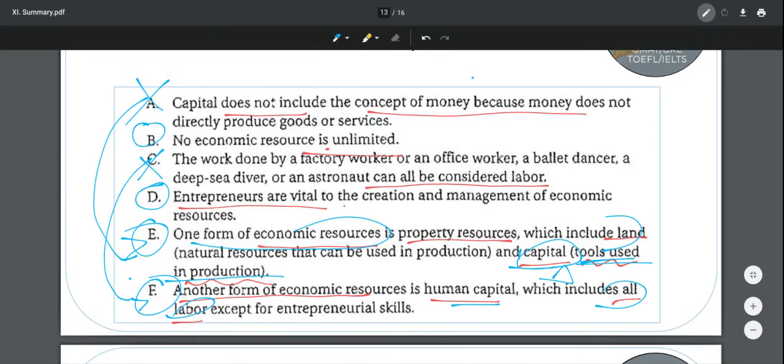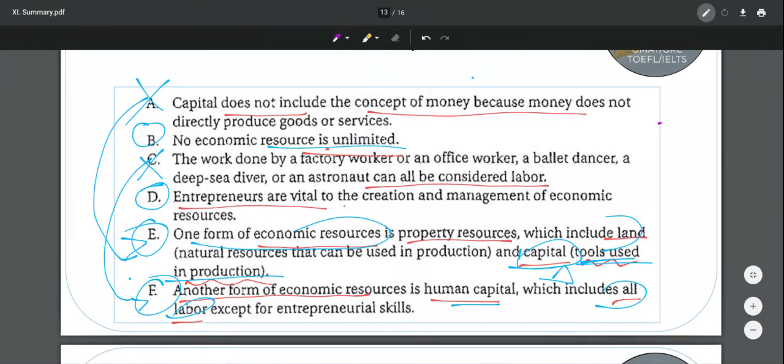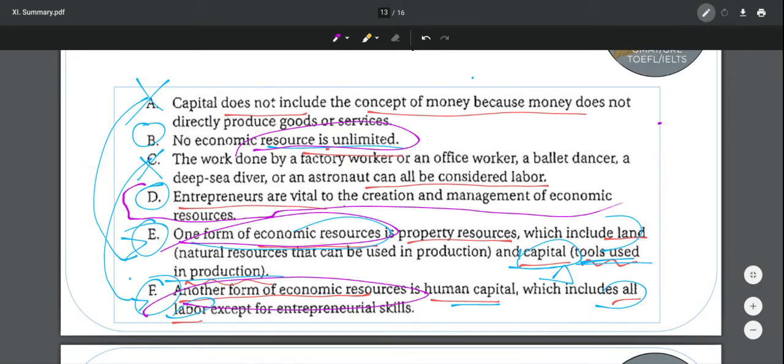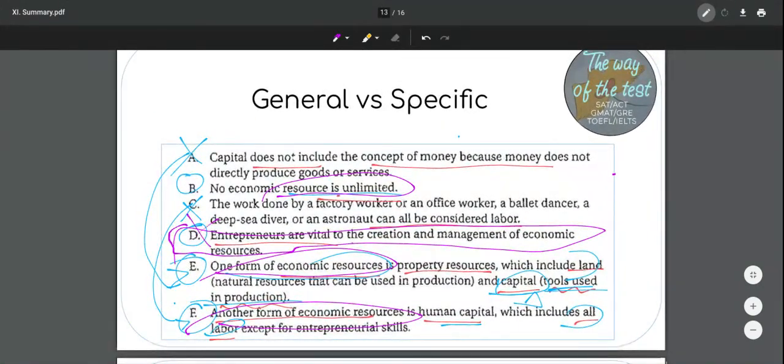So now we can go to the text. Actually, we can even solve it without going to the text, because I'm talking about economic resources. I'm going to change the color so it's easier for you to spot it. Economic resources. I'm talking about a form of economic resource. I'm talking about another form of economic resource. And then D is just telling me that entrepreneurs are vital. Like, this is completely off topic. This is unnecessarily specific. So this won't be my answer. Before going to the text, I can even get that the answer is B, E, and F.